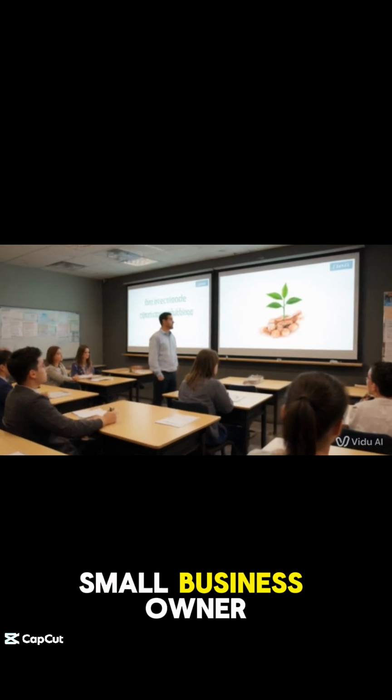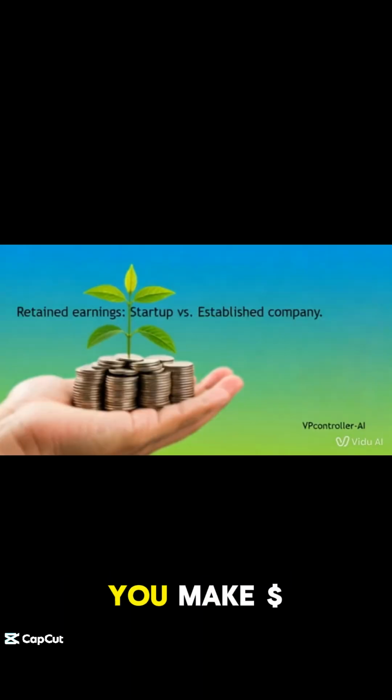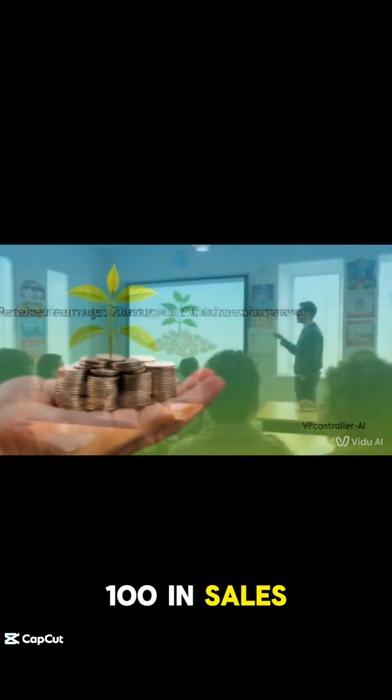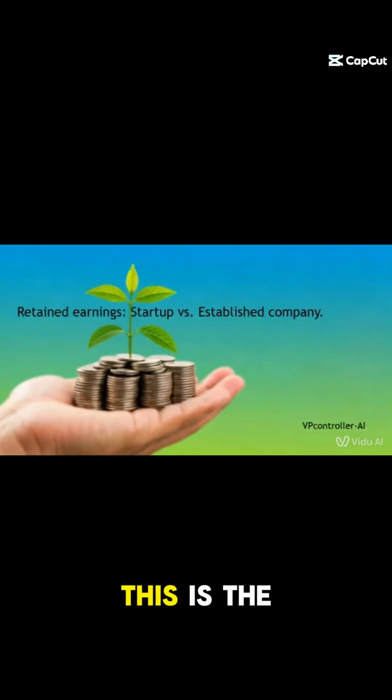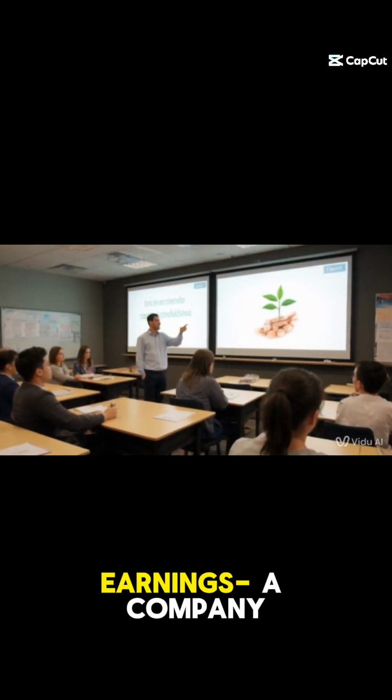Imagine you're a small business owner selling homemade cookies. You make $100 in sales, but your costs are $50. The remaining $50 is your profit, but you decide to reinvest it back into your business to buy more ingredients or upgrade your equipment. This is the essence of retained earnings, a company's profits that are kept and reinvested for growth rather than being distributed as dividends to shareholders.